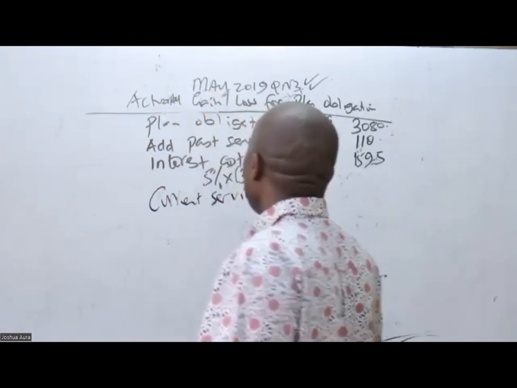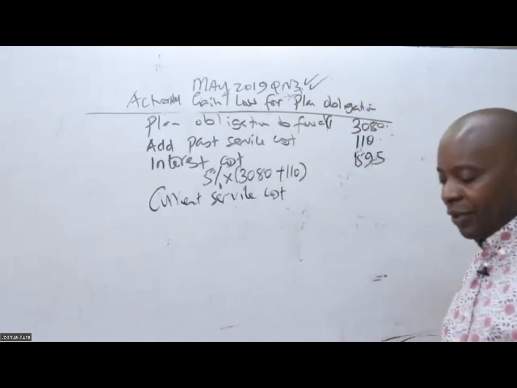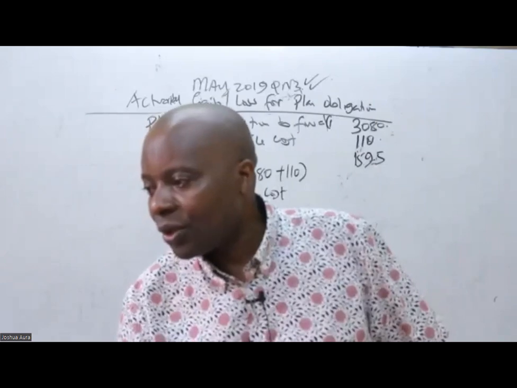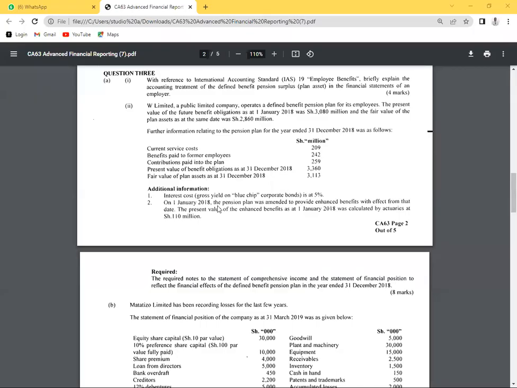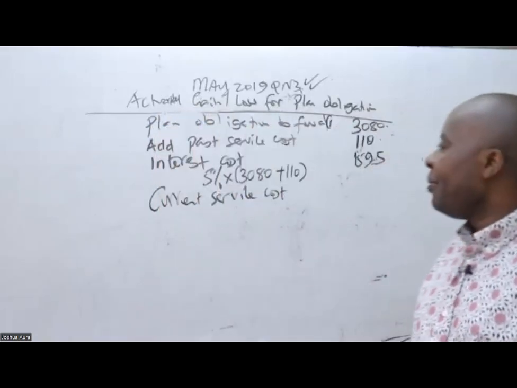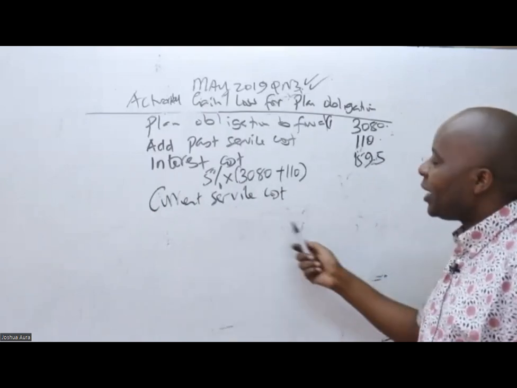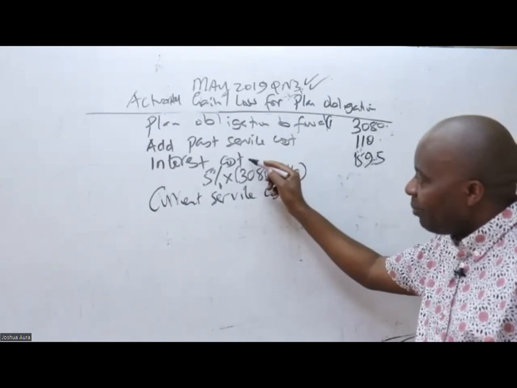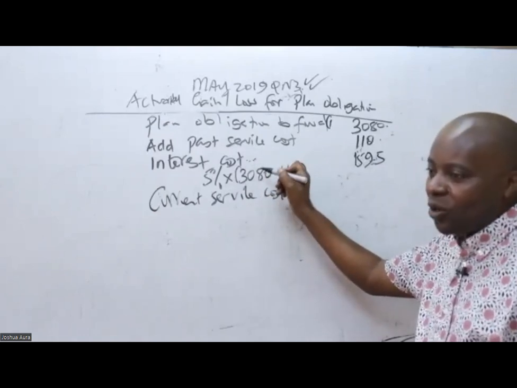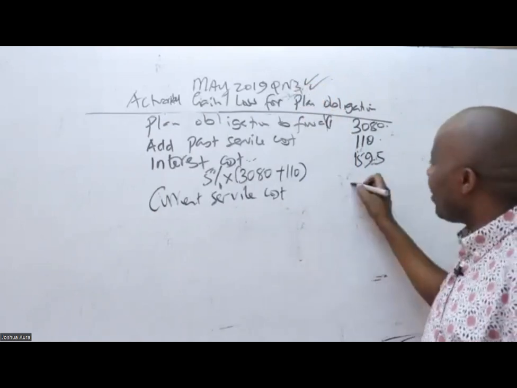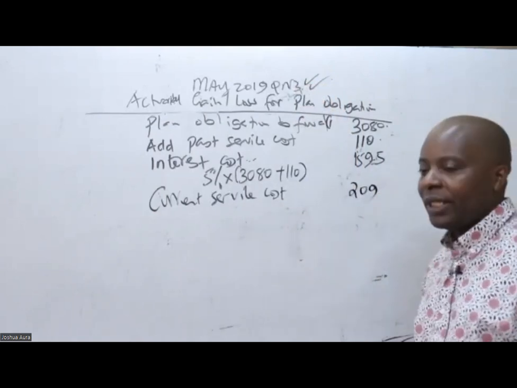Are you able to see the current service cost in the question? Current service cost 209. Remember, the current service cost is evenly distributed in the year. So please, the current service cost should never be part of the interest cost. Interest cost, we apply against those things that started with us at the beginning of the year. So in summary, 209.